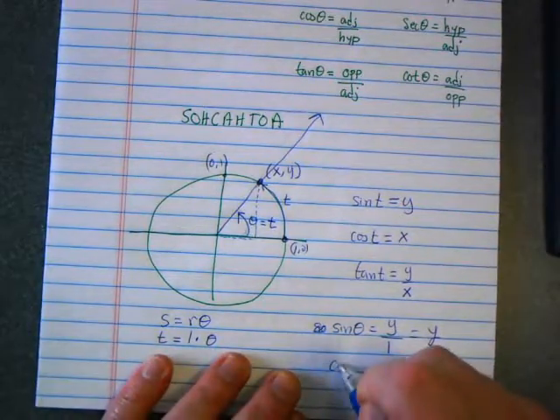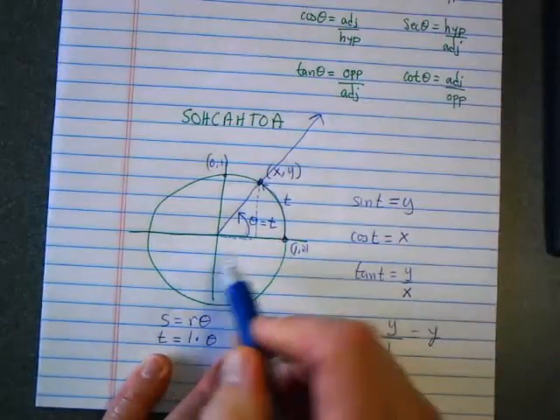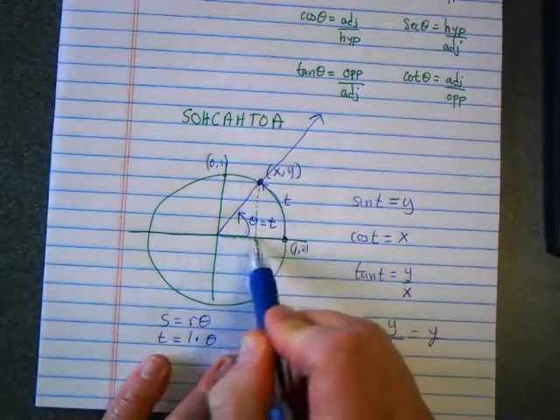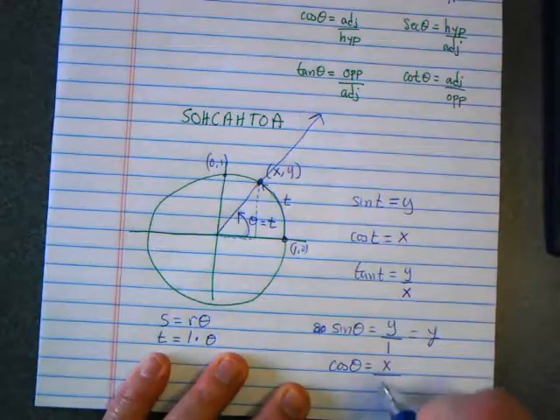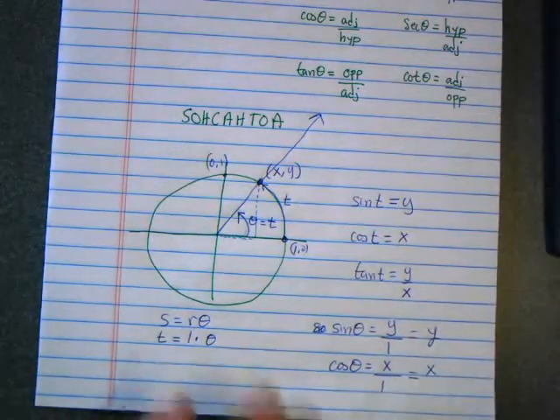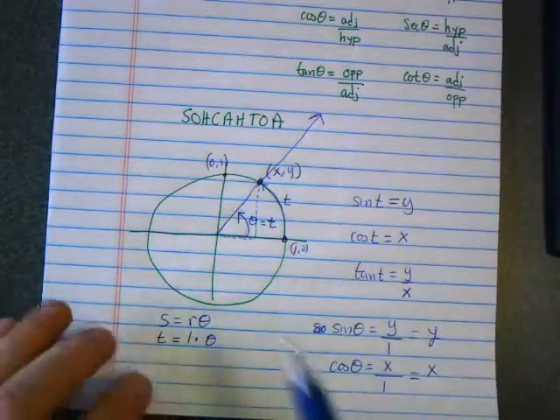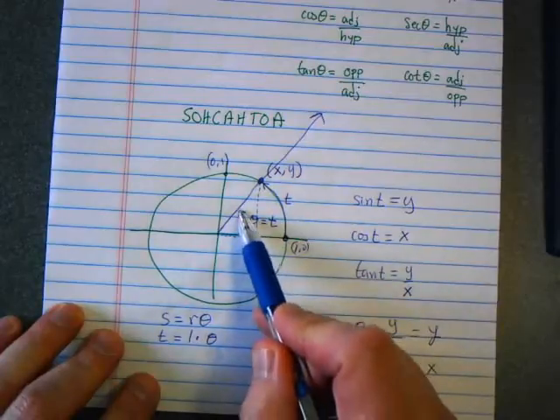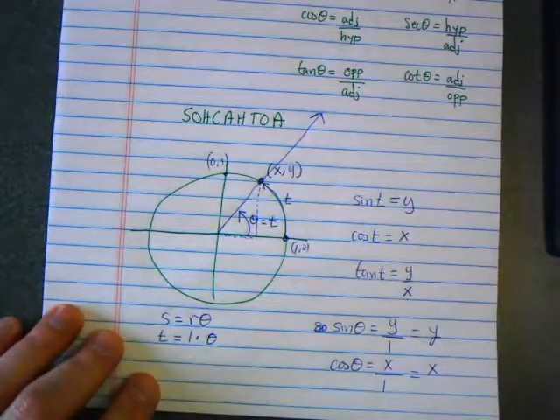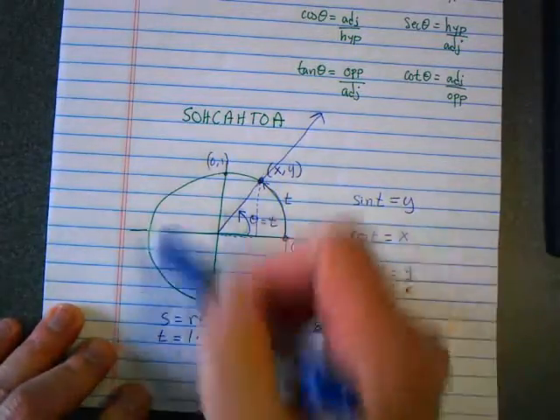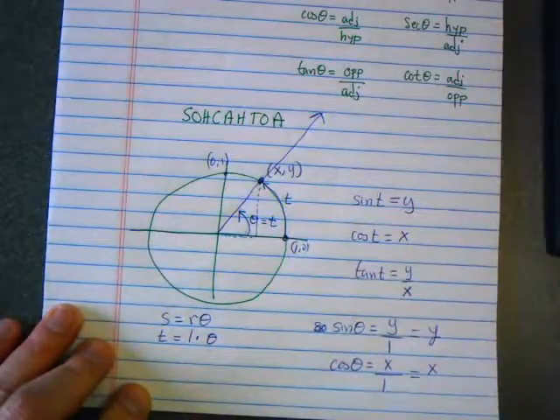Same thing would happen with cosine theta. Cosine theta would be the adjacent, which is this length. This length is x, divided by the radius, which is 1. Get the same answer. So there's really no difference, except that if I'm dealing with a right triangle, I can only deal with acute angles. I can only deal with angles between 0 and 90. Where using the unit circle, we were able to talk about any angle we wanted to. So the unit circle gives us more than the right triangle does.